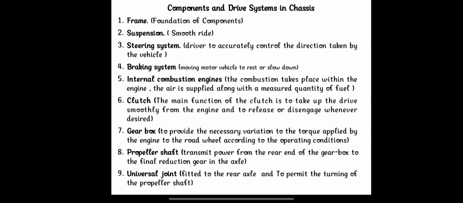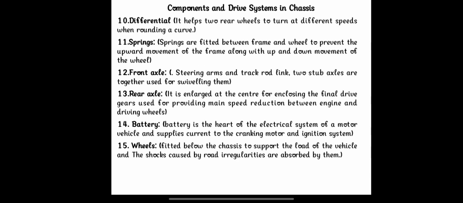The gearbox provides the necessary variation to the torque applied by the engine to the road wheel according to the operating conditions. The propeller shaft transmits power from the gearbox to the final reduction gear and the axle. Then the universal joint is fitted to the rear axle to permit turning of the propeller shaft. Then the differential helps the power transmission from front to rear. It helps the two rear wheels to turn at different speeds when rounding a curve.